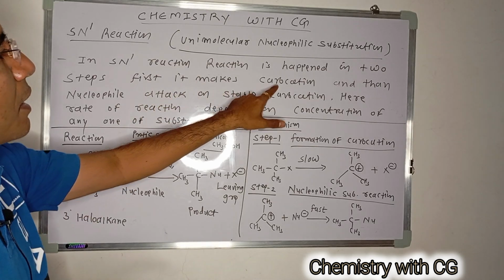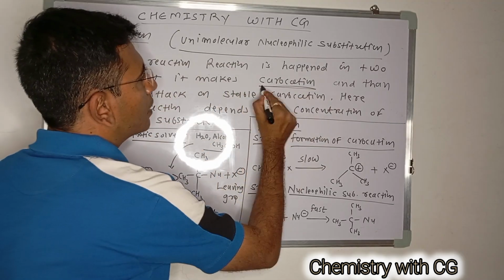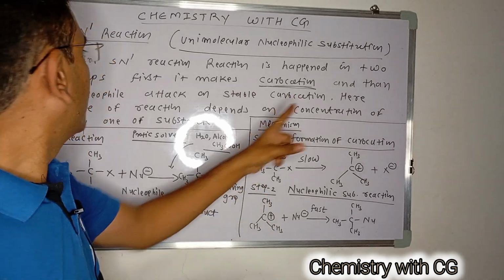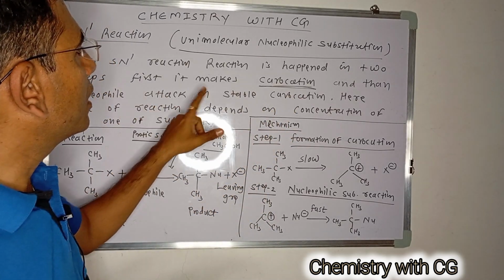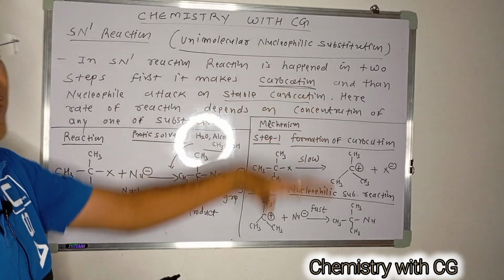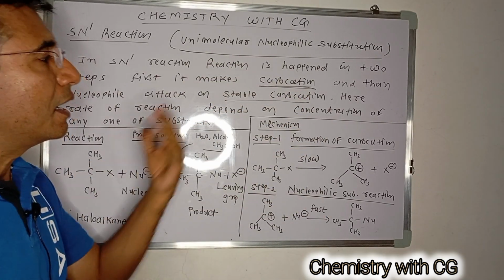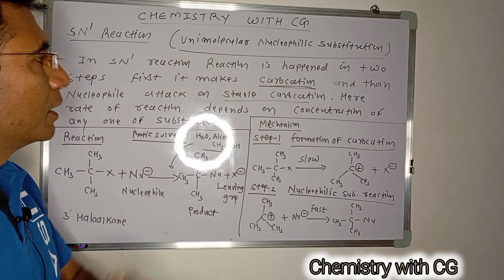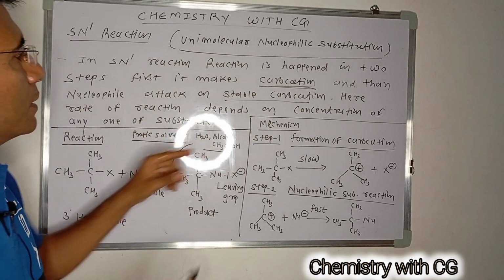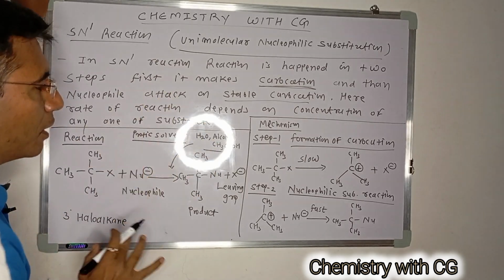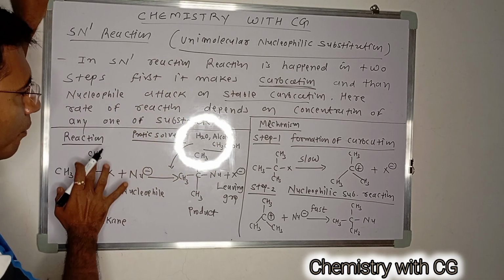First it forms a carbocation. Which kind of carbocation? A stable carbocation, and then the nucleophile attacks the stable carbocation. So first we form the carbocation, and then the nucleophile attacks this stable carbocation to form a particular kind of product. So here the rate of reaction depends on the concentration of only one of the substrates given in the reaction. So how does the reaction happen?